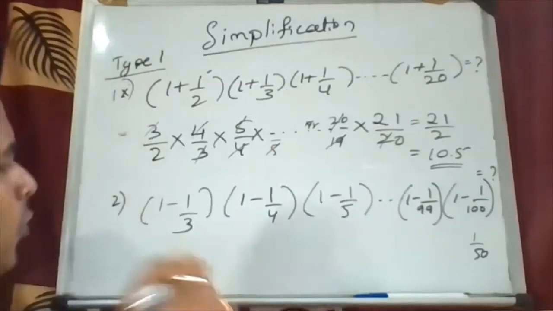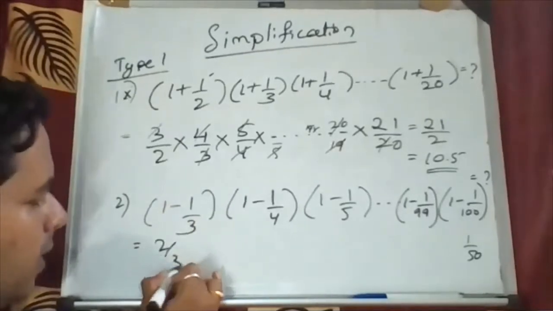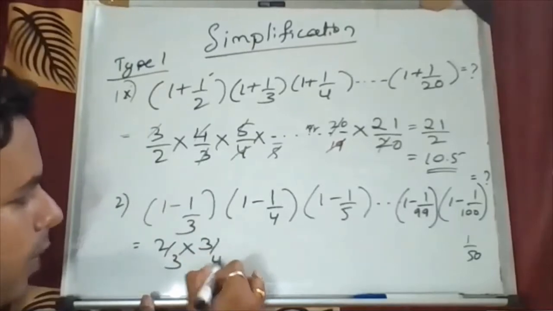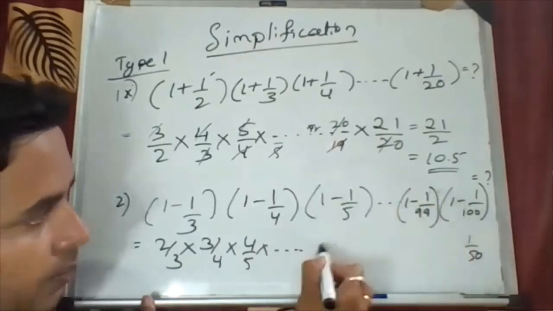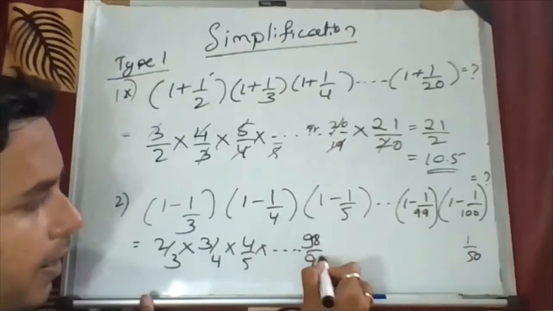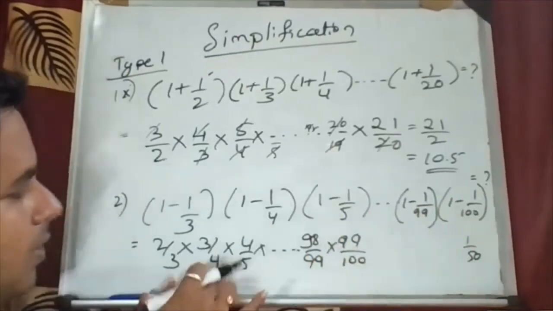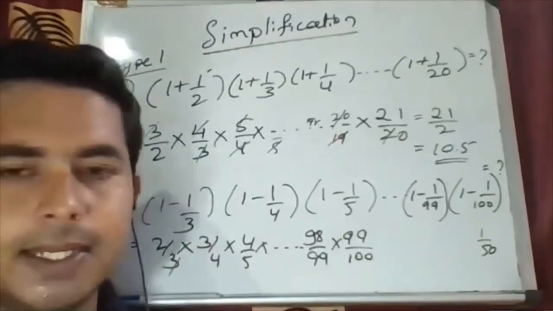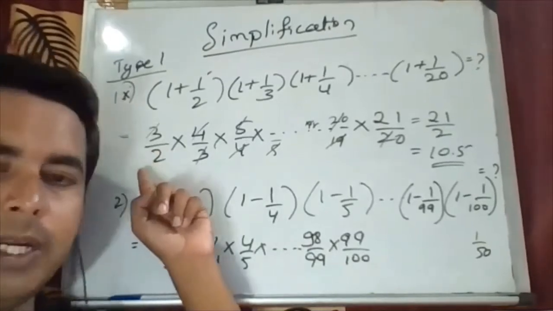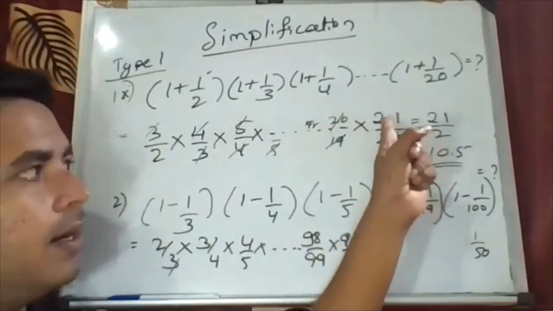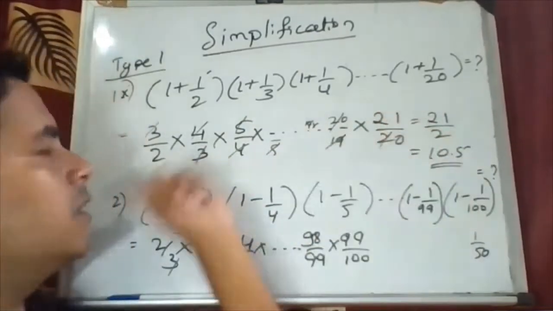Here, how to do it? 3 into 3 minus 1. The first one will be 2 by 3 into here 3 by 4. Here it is 4 by 5. It will just continue, and the last one will be 98 by 99, and here it is 99 by 100. So here what happens? Same way, here it is a little change. Here what we did: the first digit's denominator will remain the same, and the last digit's numerator will be the same. Just consider the last digit numerator by the first digit denominator.